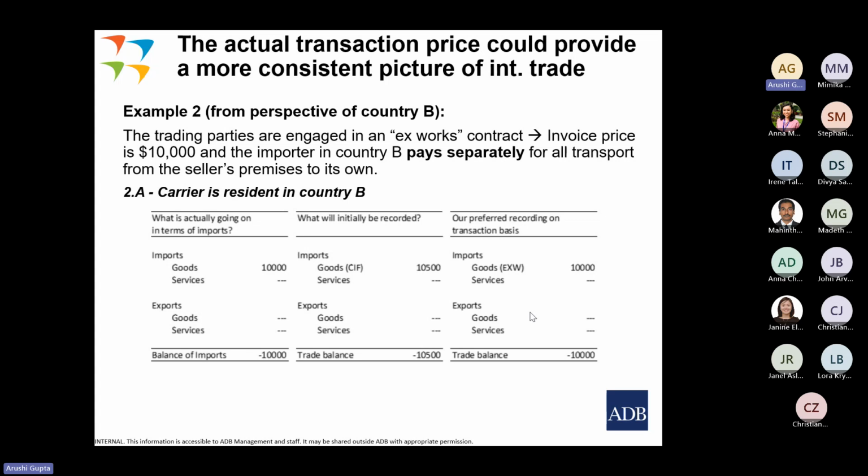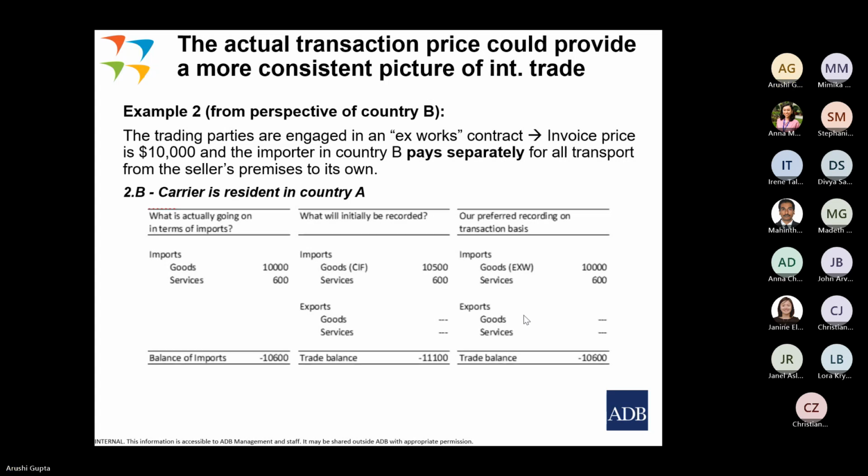The trade balance will not include the recording of services as the carrier is a resident and no export or import of services is actually taking place. Then in the fourth case, we assume that the contract is still on an ex works basis, but this time the carrier is a resident of country A.